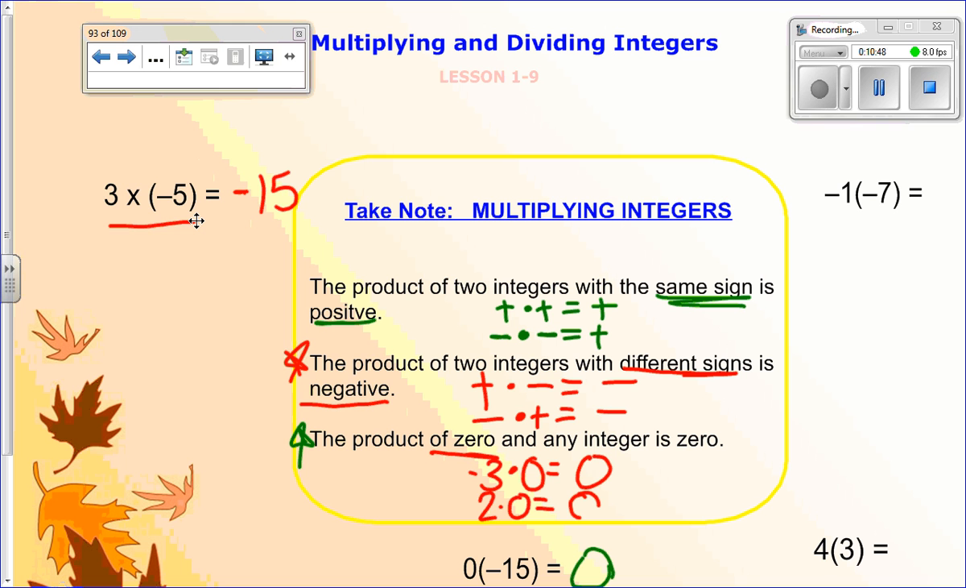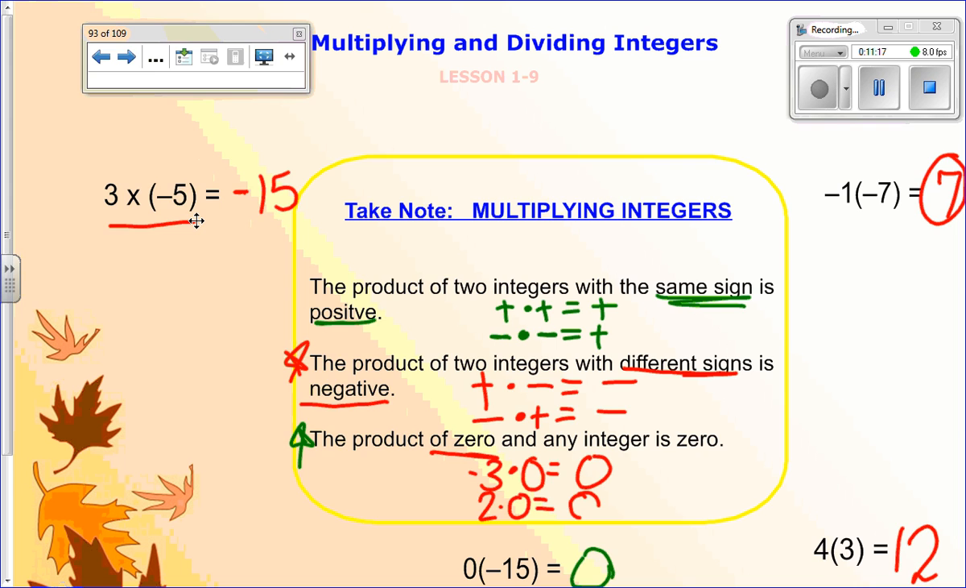All right, then going right, we have 4 times 3. Well, you've seen that before, I'm sure. But again, they have the same sign. They're both positive, so that'd be a positive 12. And then we have that top one, top right-hand corner, negative 1 times negative 7. Well, 1 times 7 is 7. I know that. Now I look at the signs. Both were negative. Well, they have the same sign, so it's a positive 7.